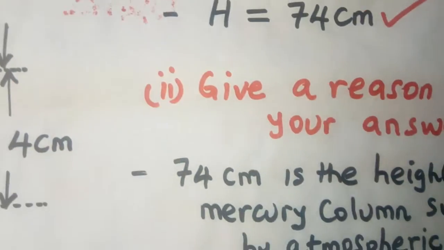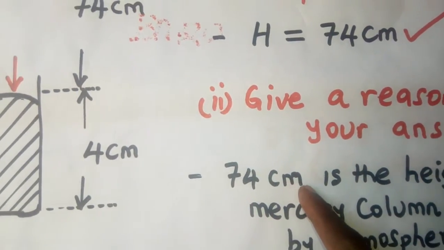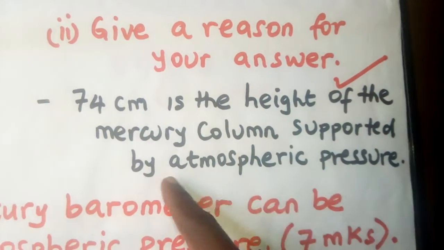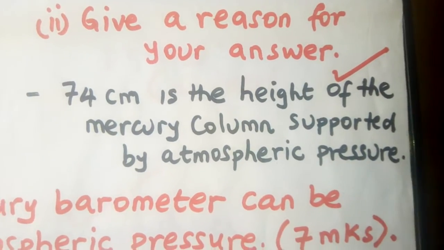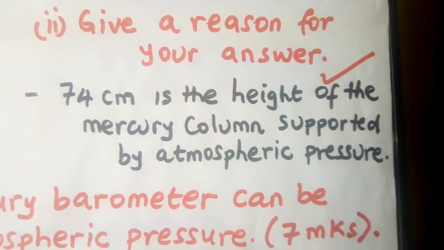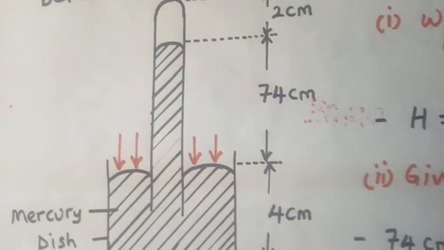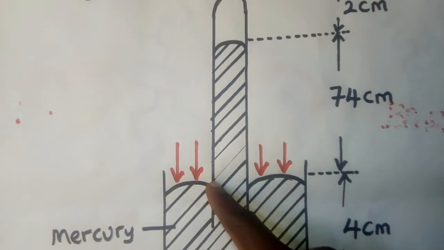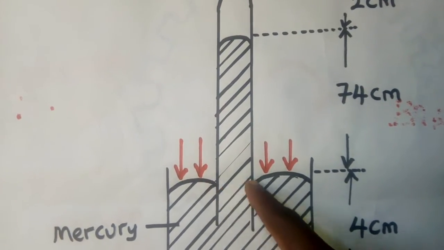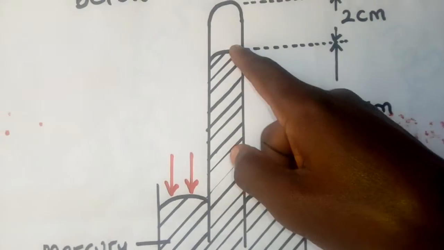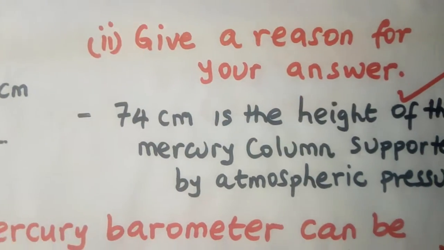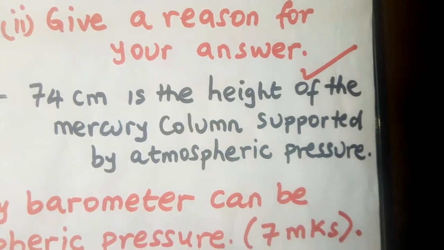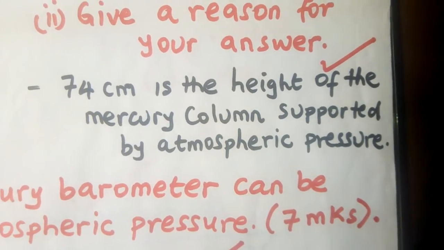So our reason is the 74 centimeters is actually the height of the mercury column supported by atmospheric pressure. You know, as the atmospheric pressure presses the liquid here, what happens? The liquid rises. How does it rise? From here where it was up to here. So our reason is the 74 centimeters is the height of the mercury column supported by atmospheric pressure.